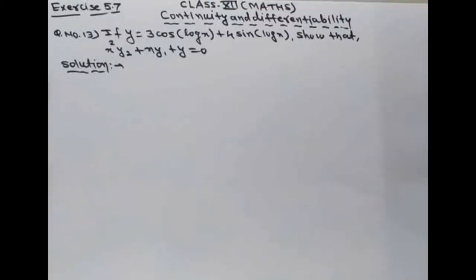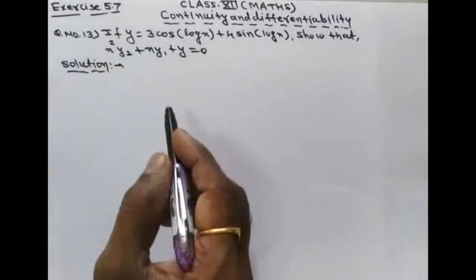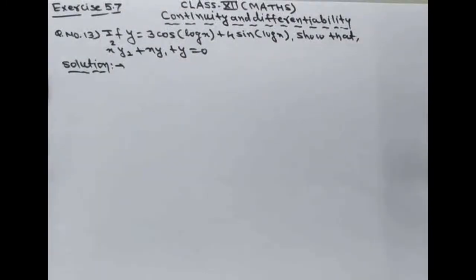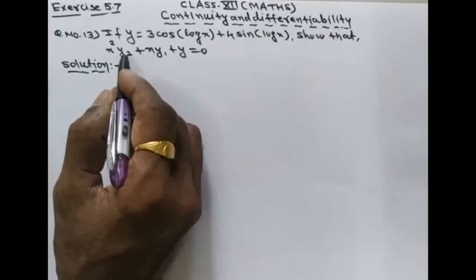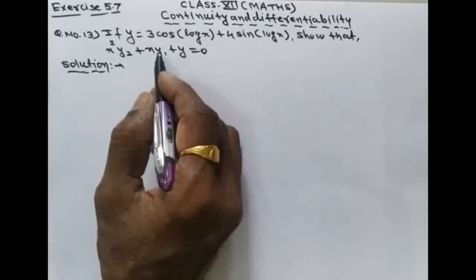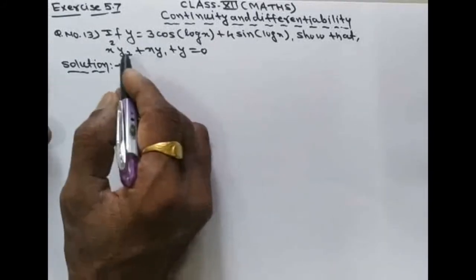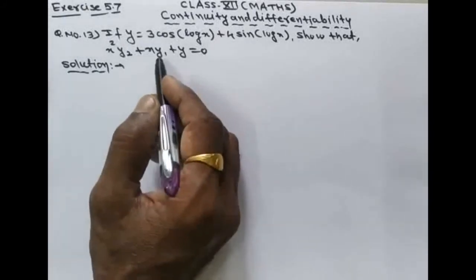Student, now see the next question. Question number 13. If y equals 3 cos log x plus 4 sin log x, then show that x square y2 plus x y1 plus y equals 0. Now see how to show this. Here y2 means double derivative, y1 means single derivative. This is actually y double dash, y1 means y dash.